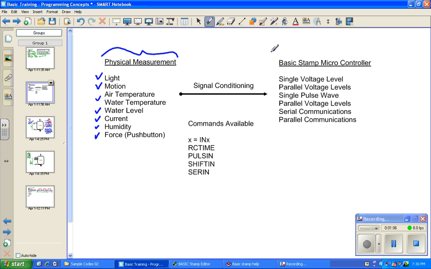However, the BASIC Stamp microcontroller only understands one thing. It only understands voltage. So before the outside world can be represented in the microcontroller, it has to be changed into some type of voltage. Now that's what you've already done. You've already built circuits that change the physical measurement into a voltage.